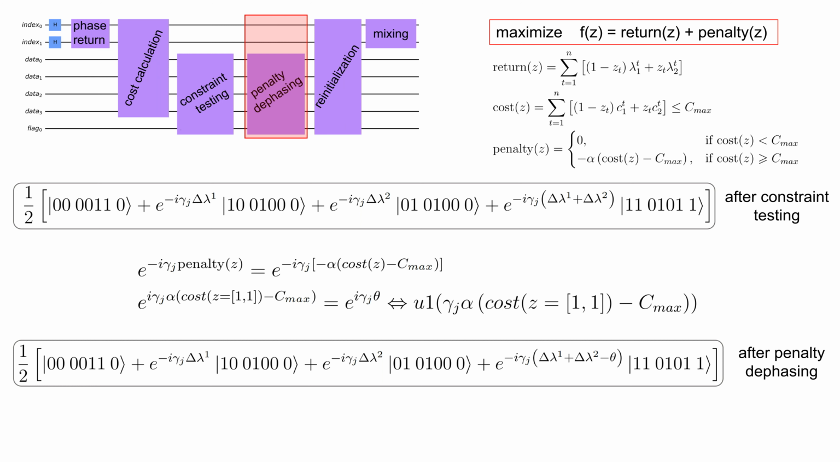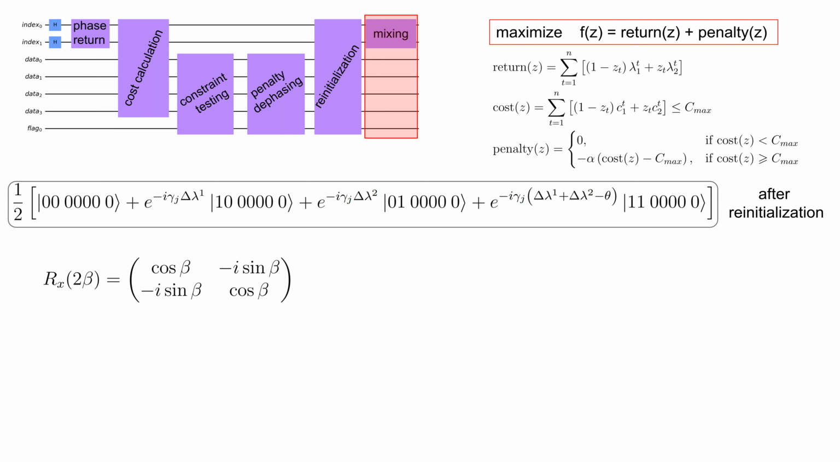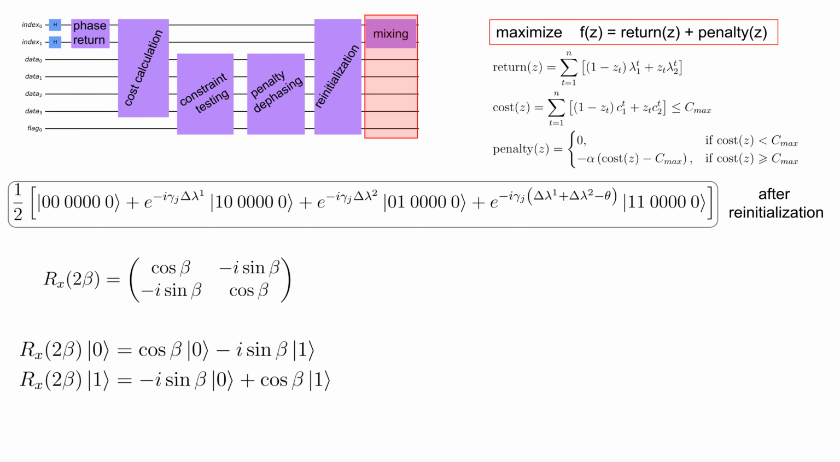Therefore, we can reset the data and flag qubits, because we need them for the next iterations with other gammas and betas. This happens in the reinitialization step. After that, we want to apply a mixing operation. In this step, we simply apply rotation on angle 2 beta around the x-axis to each index qubit. The action of this operation on states 0 and 1 is shown on the screen.